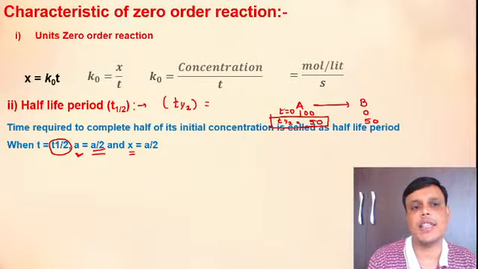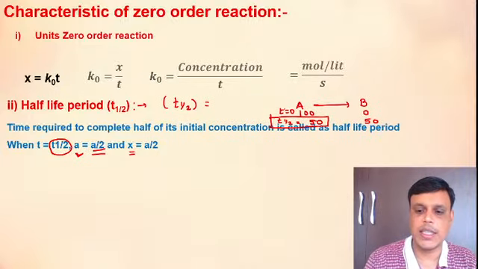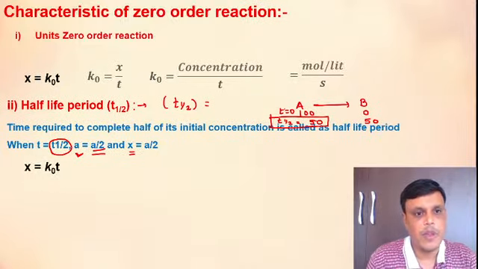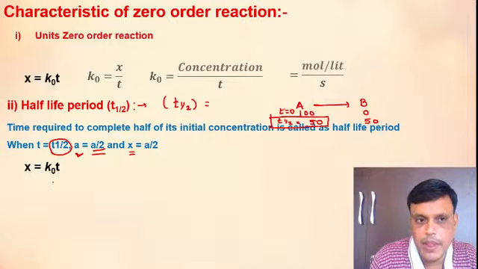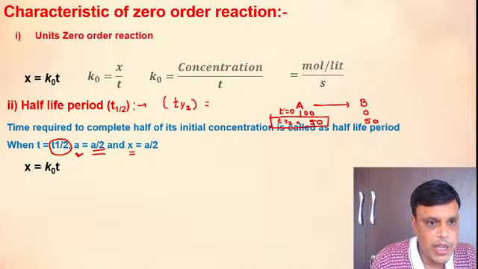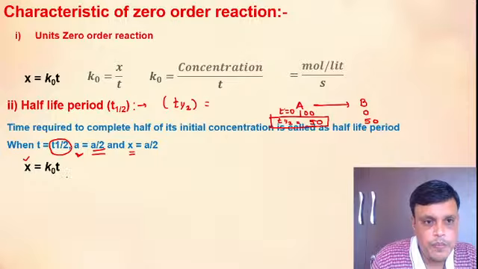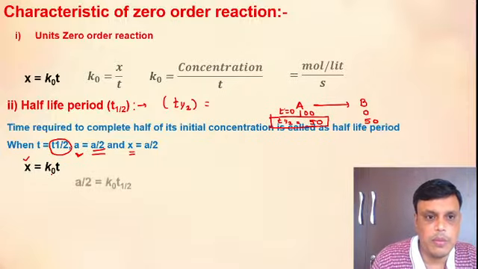That time is called the half-life period. So here we will take again the integrated rate law equation for zero order reaction, x = k0 t. Okay, so we will put this value: x is A by 2 and t is t half.